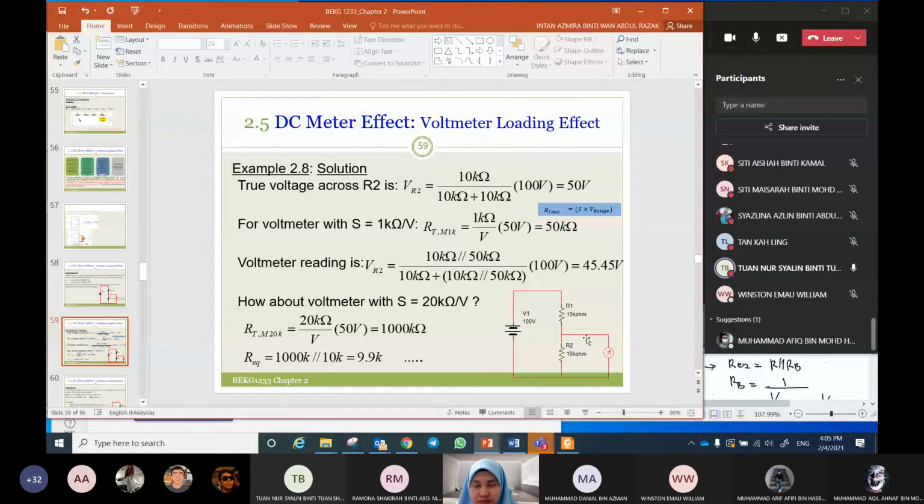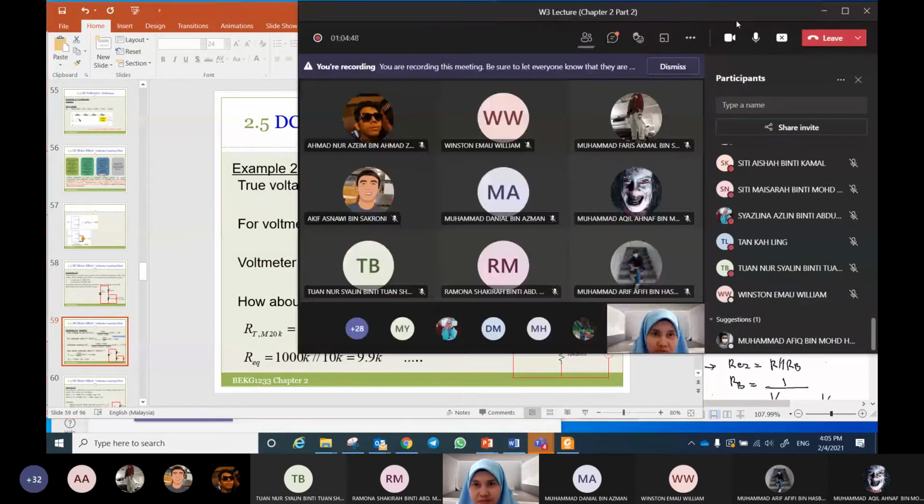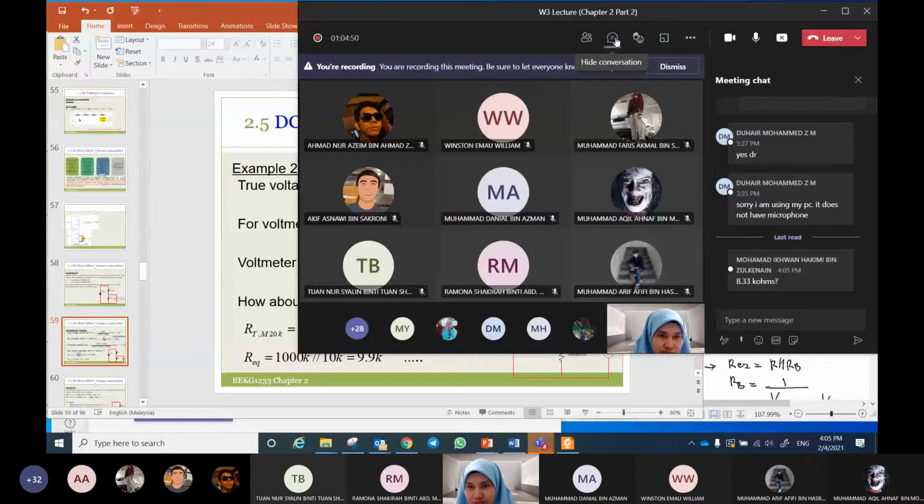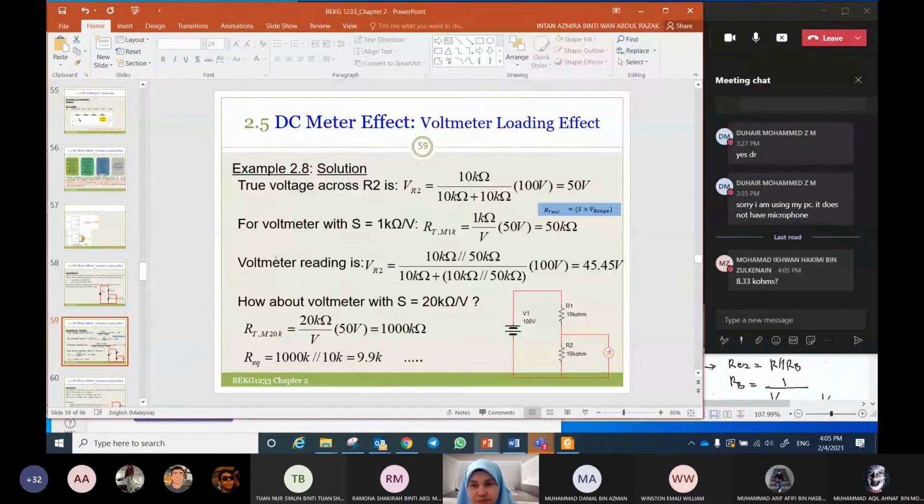When we connect the first voltmeter with sensitivity of 1K, we get our total of the meter is 50K. We tap to R2. What is the new R equivalent now? You tell me how to calculate. 8.33. Ikhwan, how you get this?